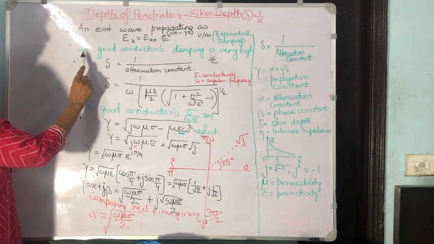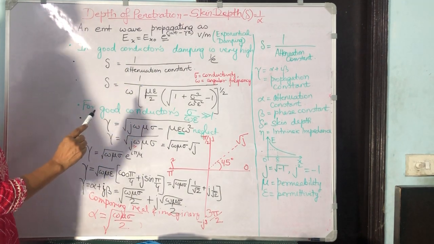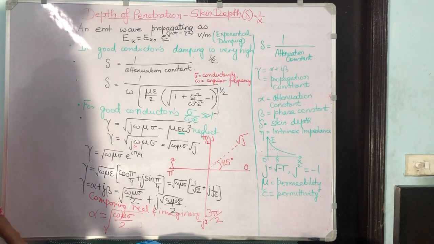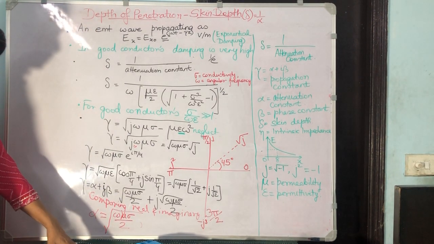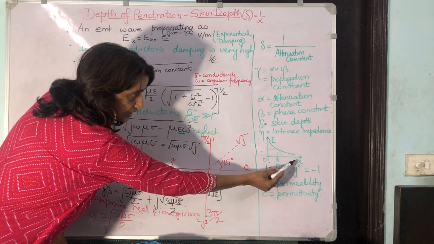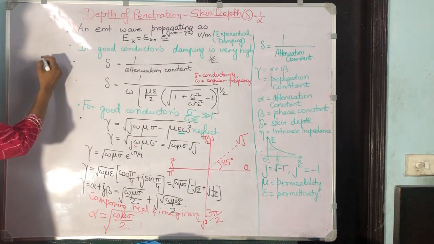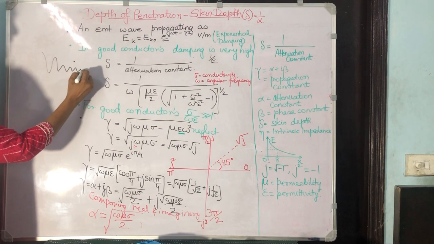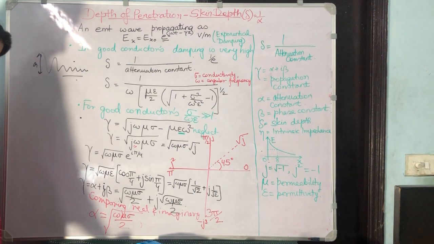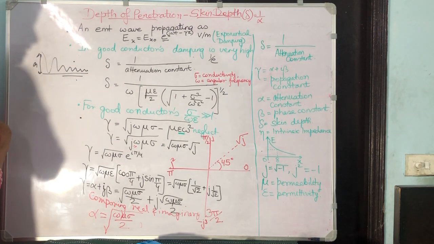In good conductors the damping is very high. Damping, what does it mean? Exponentially the decay of the wave is very high. So the amplitude decreases with increasing distance. When the distance increases, the amplitude of the wave, suppose the wave is going this way, will decrease very fast, and the EM wave will get totally attenuated, right?